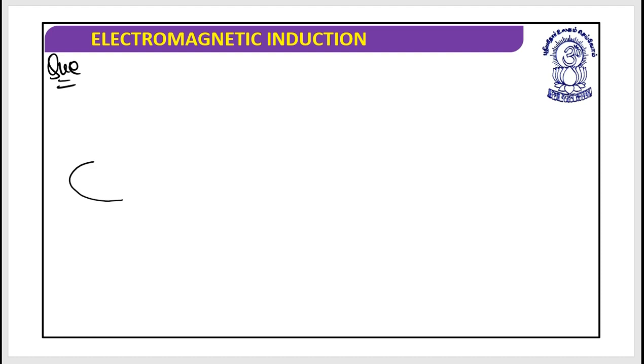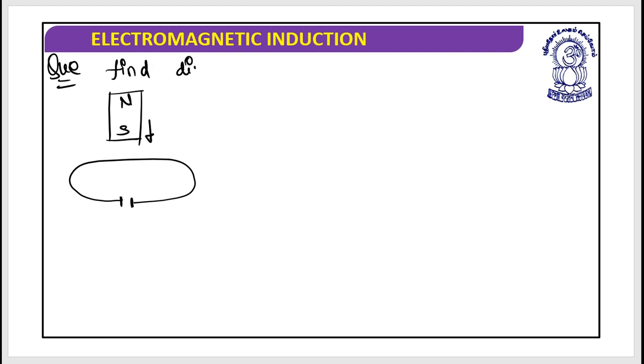Let's suppose it is something like this. A ring is there, and a bar magnet is there. Let's say this is south pole, this is north pole, and it is moving in this direction. So they say find the direction of induced current.